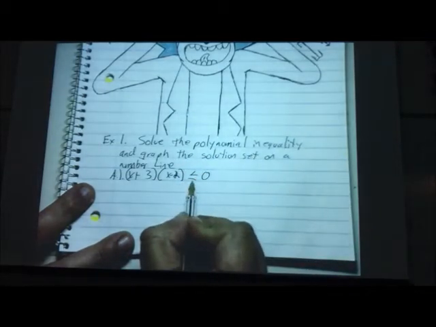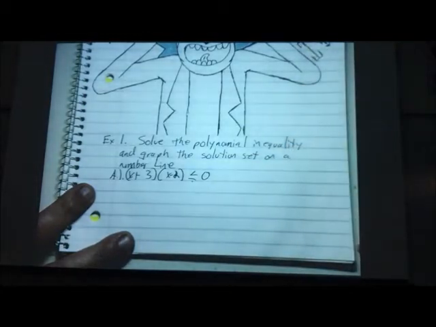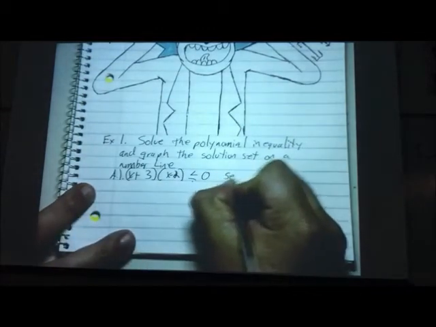So, the first part, we are going to solve the polynomial inequality and graph the solution set on a number line. We're given the first example, example A. (x + 3)(x - 2) less than or equal to 0. We are using a less than, and based on the notes that we've taken, the less than will be using brackets. So the first thing we need to do is set everything to 0.